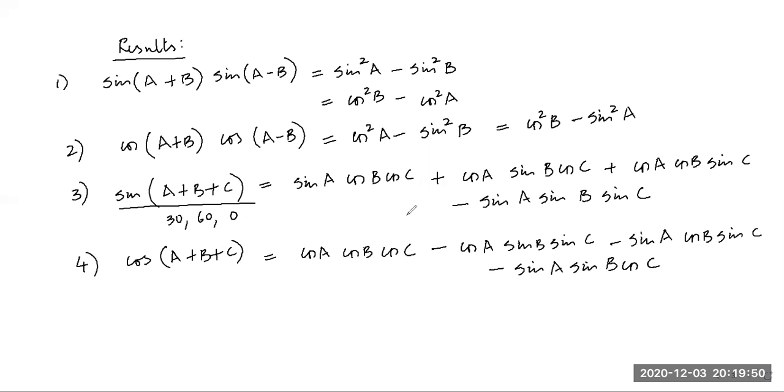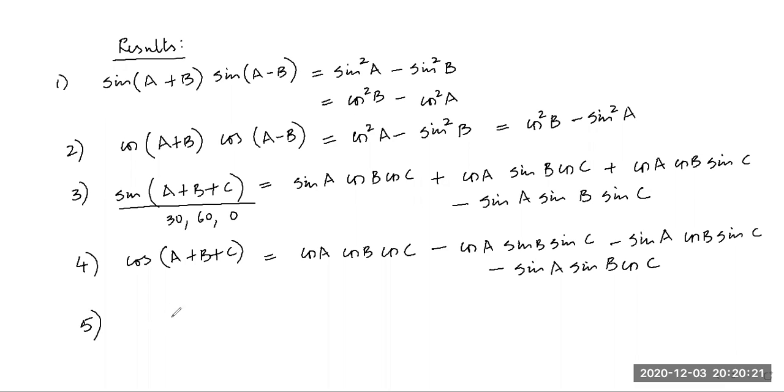All right. So again, you can take any angle, maybe 45, 45, 0, or you can take 30 plus 30 plus 0, or 60 plus 60 plus 0. Take any angle you want and prove it for yourself. Once again, cos of A plus B plus C is equal to cos A, cos B, cos C, minus cos A, sin B, sin C, minus sin A, cos B, sin C, minus sin A, sin B, cos C. All right. And the last one, last result. These are not formulae, these are results.